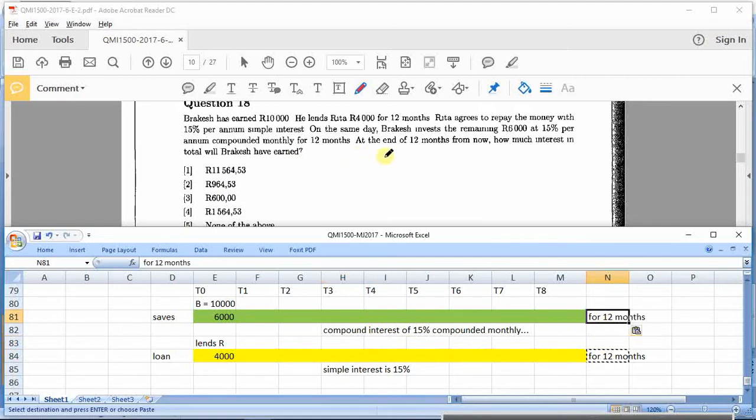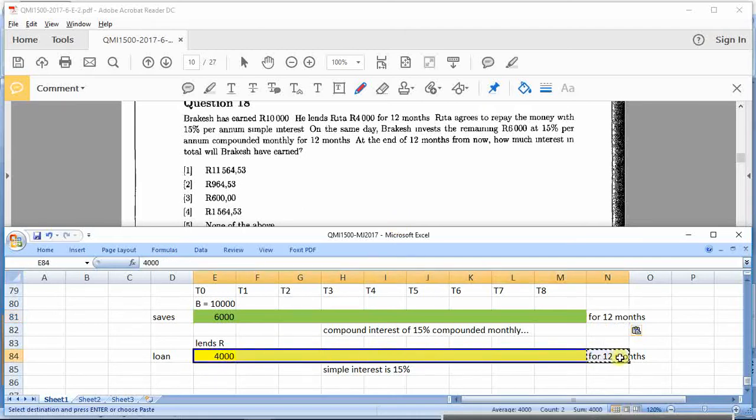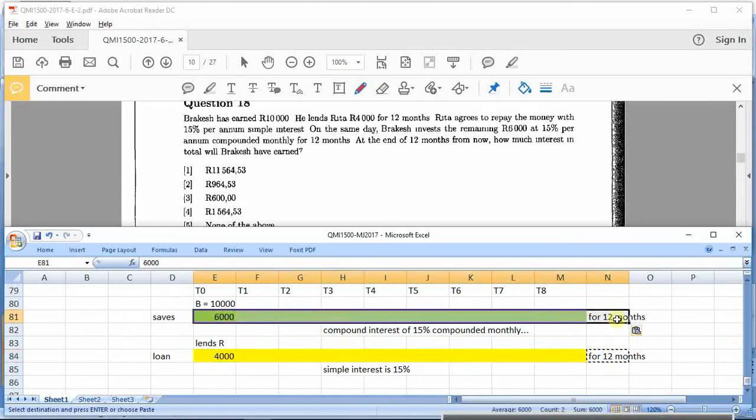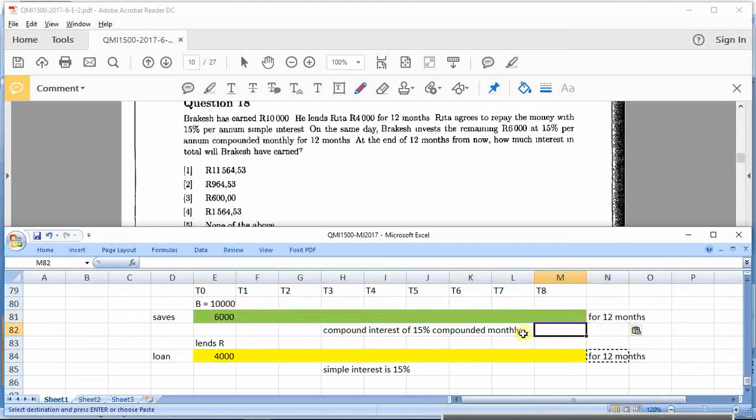At the end of 12 months now, how much interest in total will B have earned? Okay, so do you agree B would have earned interest on the loan that he gave R, and B would earn interest on the money that he saved? Yes. Okay, so the first one we're going to have to work out. Okay, this is actually going all the way to T12, because T12 is 12 months. Yes. Alright, so n here is 12.